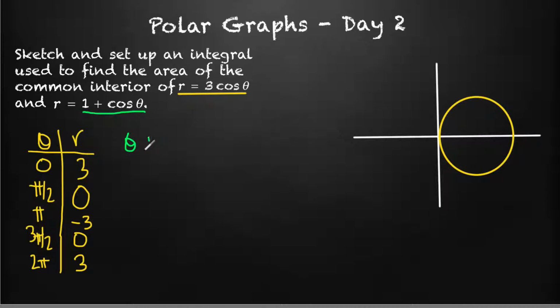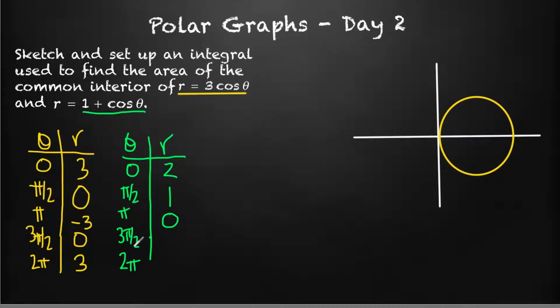And then in green, we will draw r equals 1 plus cosine of theta. So we're going to do the same thing. We're going to make a table. And we'll say 0, pi over 2, pi, 3 pi over 2, and 2 pi. And so when theta is 0, we get cosine of 0, which is 1, and 1 plus 1 is 2. And then cosine of 90 is 0 plus 1 is 1. And then cosine of 180 is -1 plus 1 gives you 0. And then 3 pi over 2, cosine of that is 0, plus 1 is 1, and then 2 pi will always be the same as 0, so that's going to be 2.